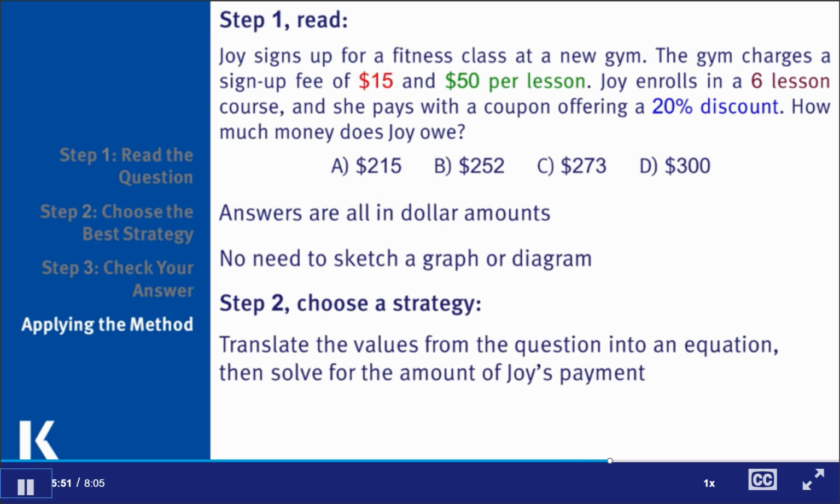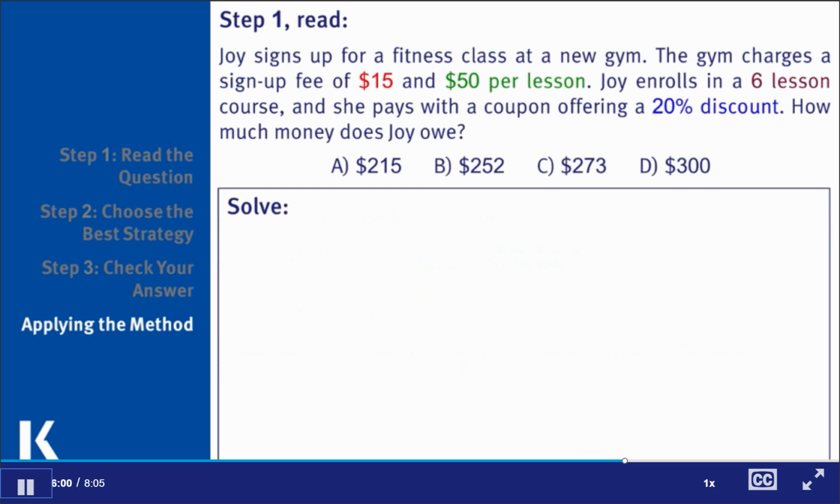From the question, we can see that we need to take the values that we know, translate them into an equation, and solve that equation to determine how much Joy owes. So let's set up and solve the equation. From the information in the passage, we come up with the following equation to solve. Here, we have chosen the variable p to represent Joy's payment. Then, we know she pays $15 to start and $50 per lesson for 6 lessons.